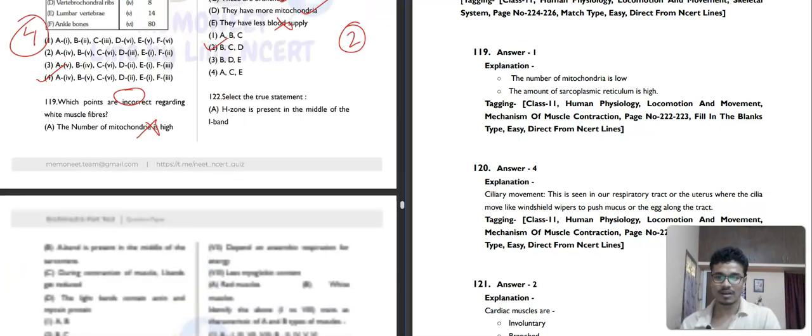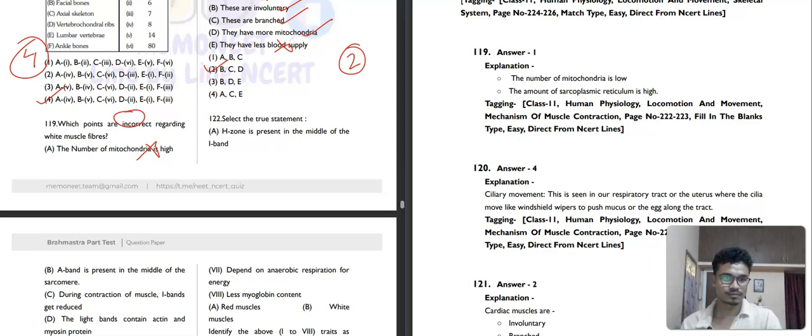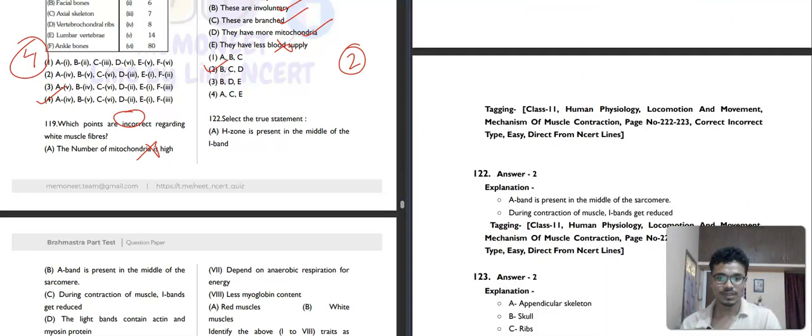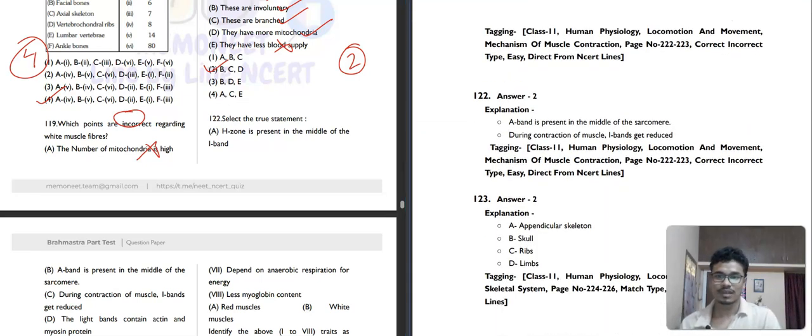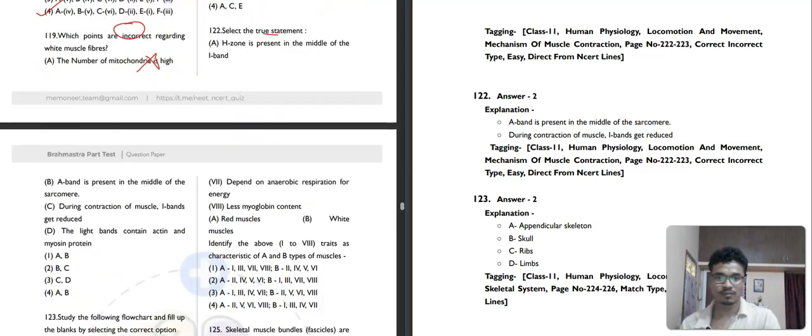Then question number 122. Select the true statement. H zone is present in the middle of the I band. Let's see the whole question. So this is not true. Middle of the I band? No, the H zone is in the middle of the A band.